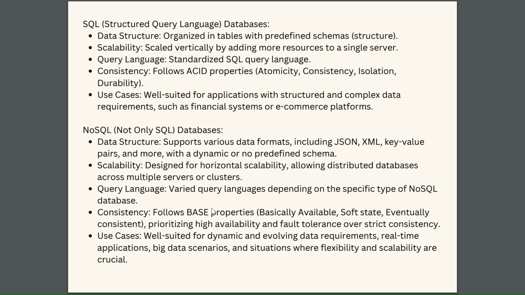Consistency: it follows BASE properties, that is basically available, soft state, eventually consistent, prioritizing high availability and fault tolerance over strict consistency. And the use case is well suited for dynamic and evolving data requirements. Real-time applications, it is most commonly used. Big data scenarios and situations where flexibility and scalability are considered over predefined structures. So this is the common difference between SQL and NoSQL database. These are only a few points I just wanted to list. There are more differences between SQL and NoSQL database.